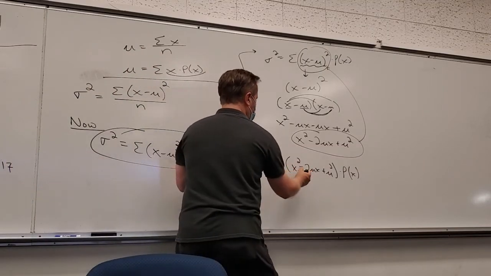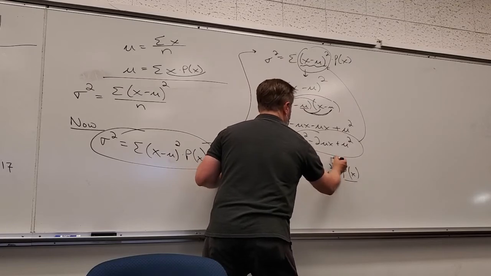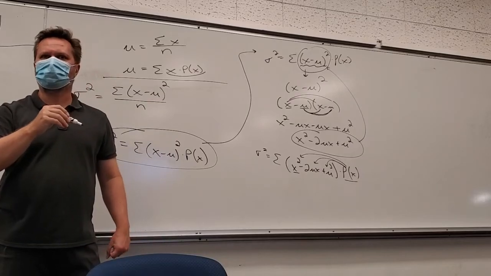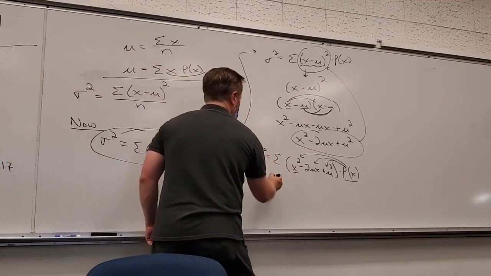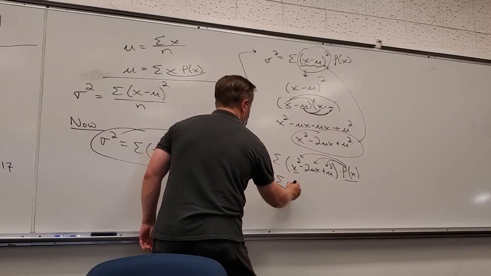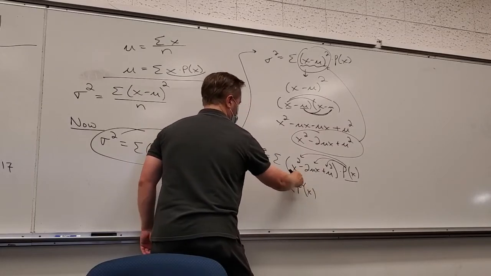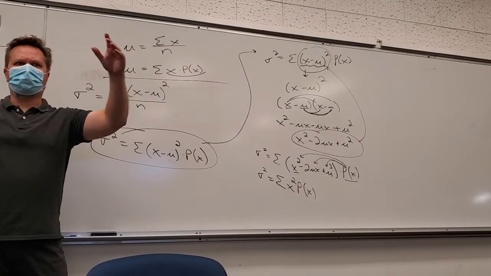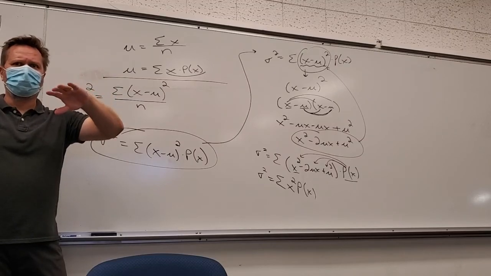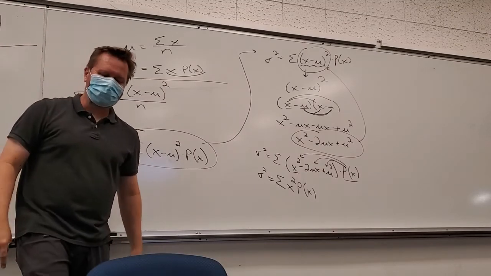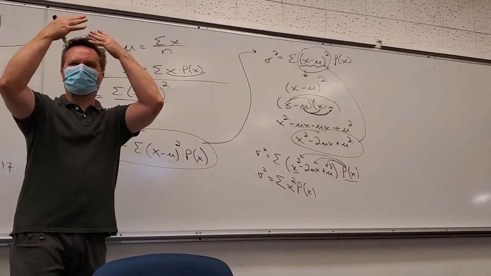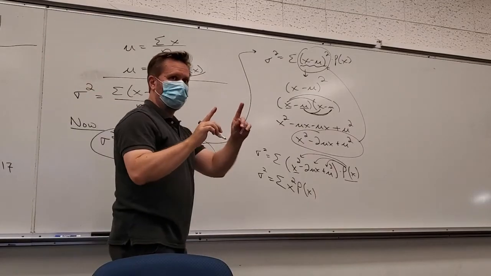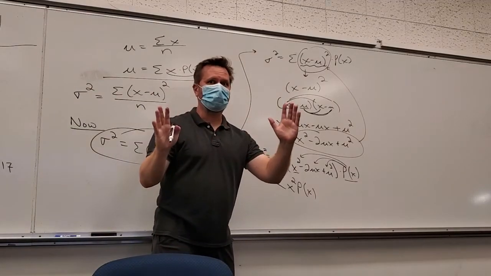What's the first thing you would get when you distribute that P of X? The first thing you would get would be the sum of x squared P of X, yes? Is that cool? X squared times P of X. You guys see that? Just distribute the P of X, right? Is that all right? Yes? Okay. Now, here's the part that, if you're interested, I could show you the steps, but I'm not going to do it right now.